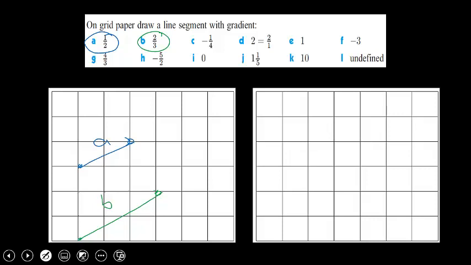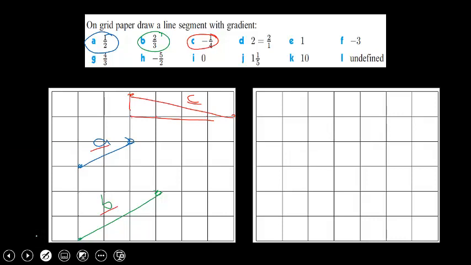Question C says minus 1 over 4. So minus 1 over 4 means 1 down and 4 to the right. So let's do C. If we start over there for C, we go 1 down and 4 to the right. 1, 2, 3, 4. So that over there is C. 1 down and 4 to the right. So we've got A, B, and C on our graph. Notice that I'm using different colors. You usually use only a pencil, but I'm labeling each graph with the correct letter.